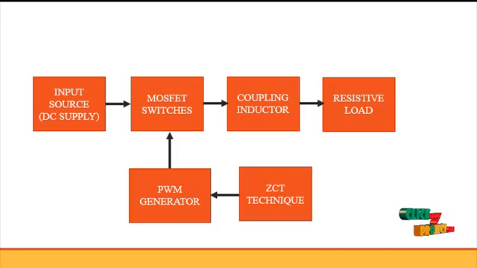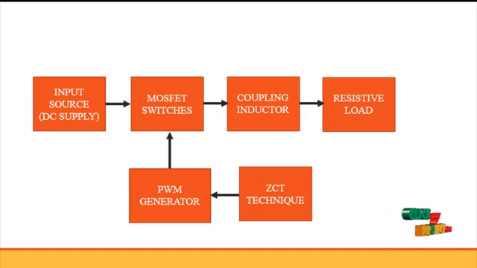Next, the input DC supply is given to the DC to DC converter. The DC to DC converter consists of various elements such as MOSFET switches, inductor, capacitors and diodes. The switching pulses for the MOSFET switches come from the PWM generator. The PWM generator is connected with the ZCT technique. That means the pulses are generated in terms of the zero current transition technique.